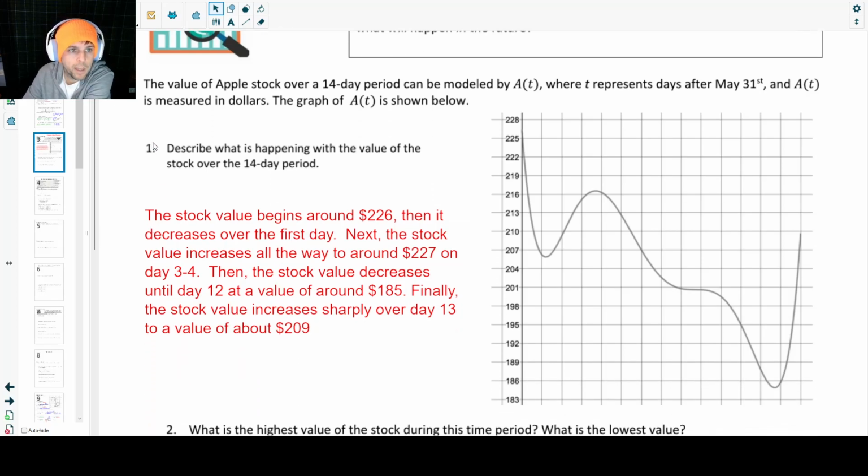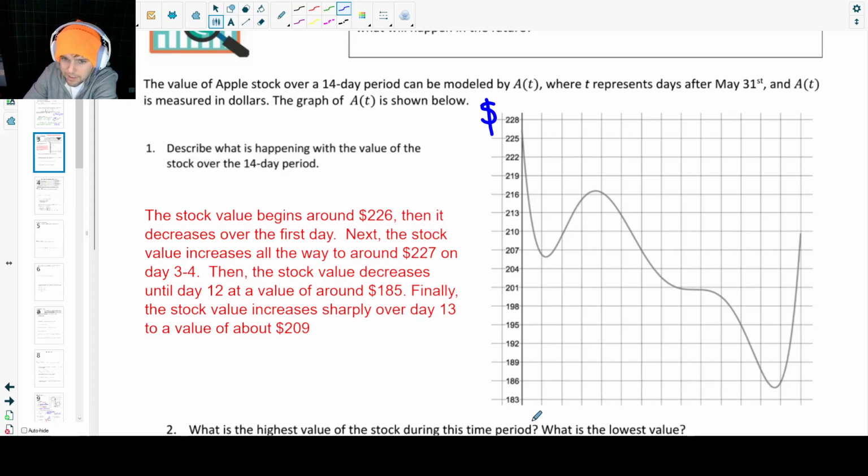Okay. The value of Apple stock over a 14-day period can be modeled by A of t, where t represents the days after May 31st, and A of t is measured in dollars. The graph of A of t is shown below. Okay, so here we can see our graph. The y-axis here is our dollars for the stock value. And then these are our days along the x-axis.